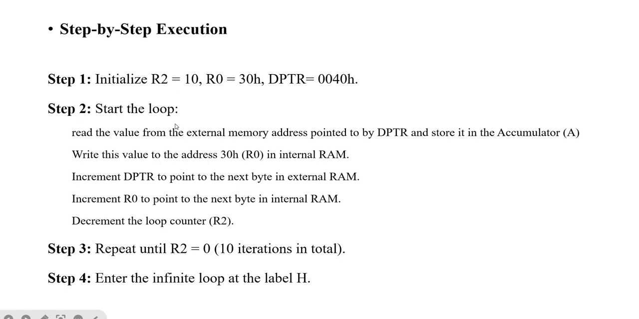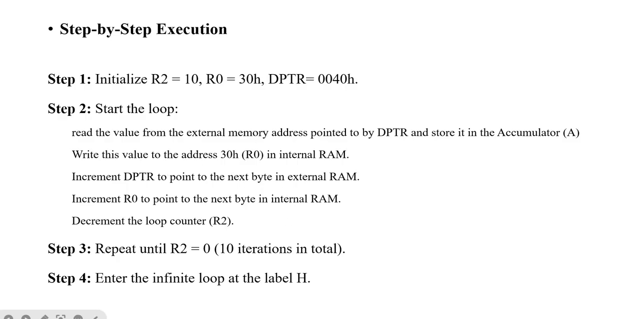Then we have to go to the main loop. We have to start the loop. We have to read the value from the external memory address pointed to by the DPTR, and then it will store it in the accumulator. Then we have to write this value to the address 30h. Okay, that is R0 in the internal RAM.